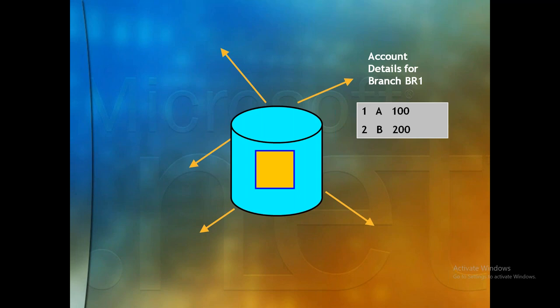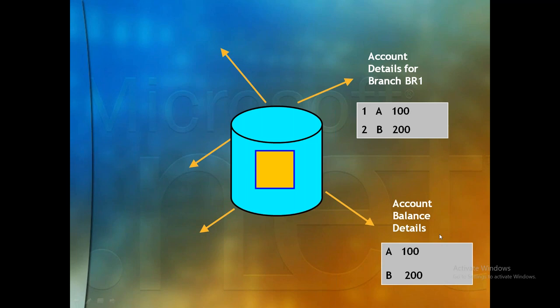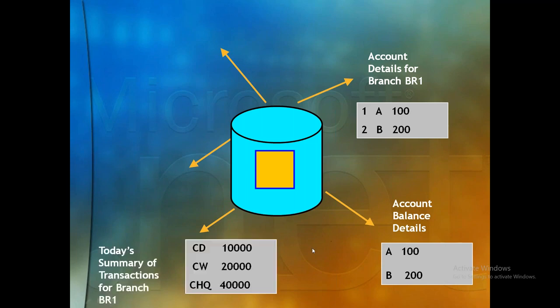So what is the query we write? Select star from account master table where branch equals BR1. So BR1 customers' data will be shown in that query. Then I want to know account balance details. I want to see what the balance is. Then you may be writing one more query, right? And I want to know today's summary of transactions for branch BR1.